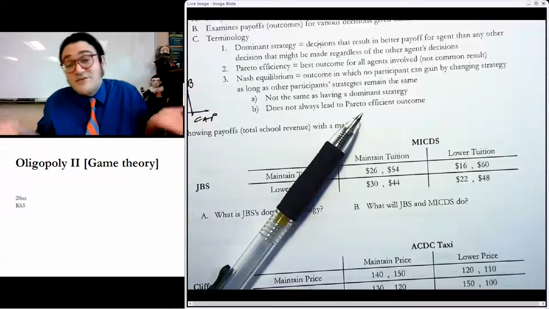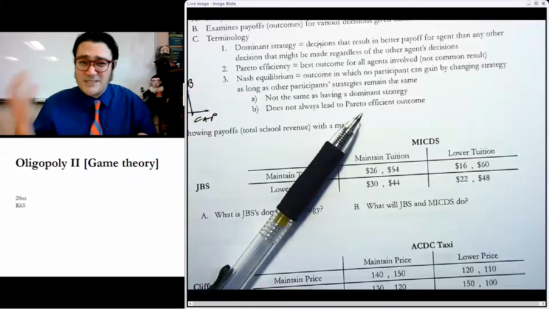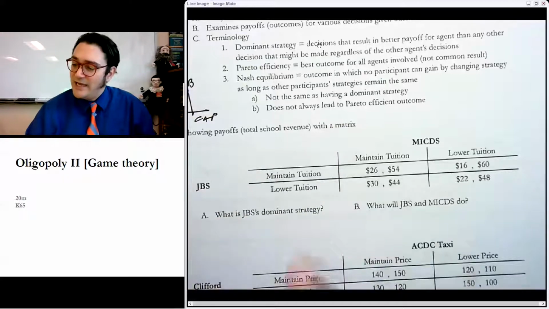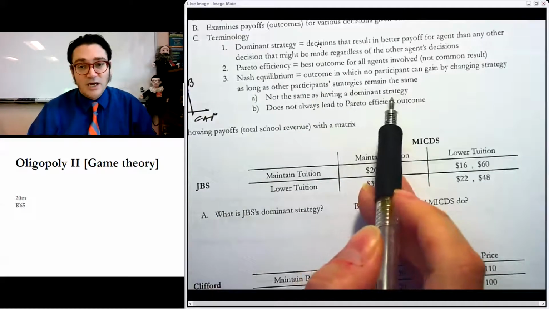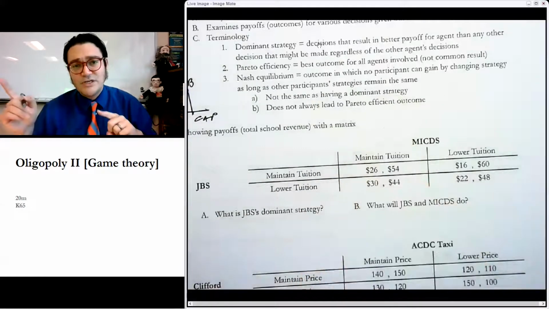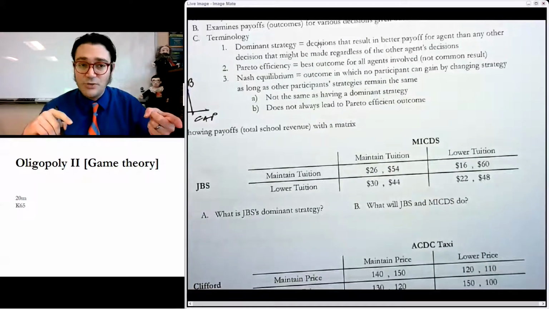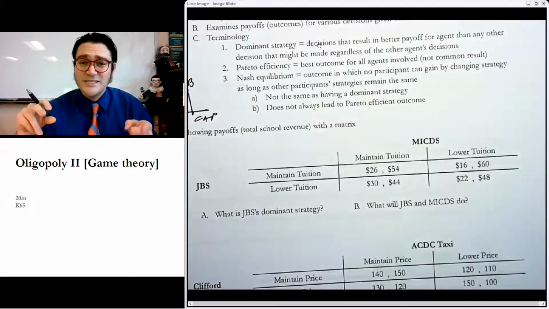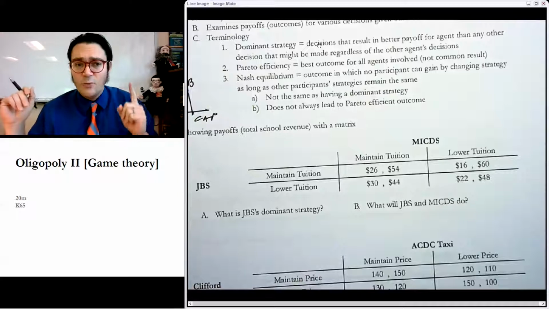So if you watch the movie, it's a fun movie, it's cool, but it doesn't really explain the economics behind what he does. Anyways, this is not the same as having a dominant strategy. You could have both parties not have a dominant strategy and still end up in a Nash equilibrium. And it also isn't necessarily the best outcome for them.